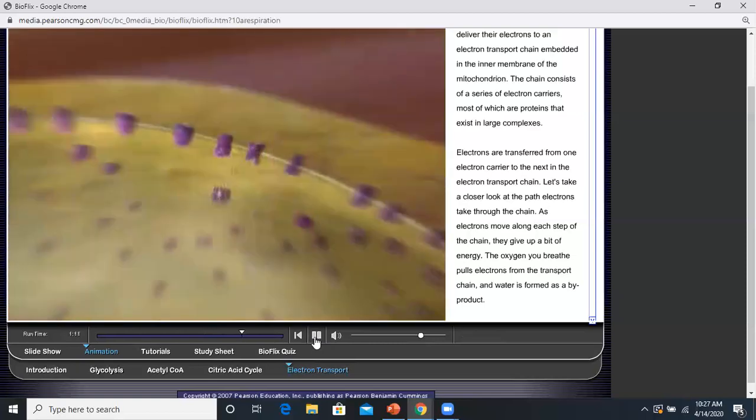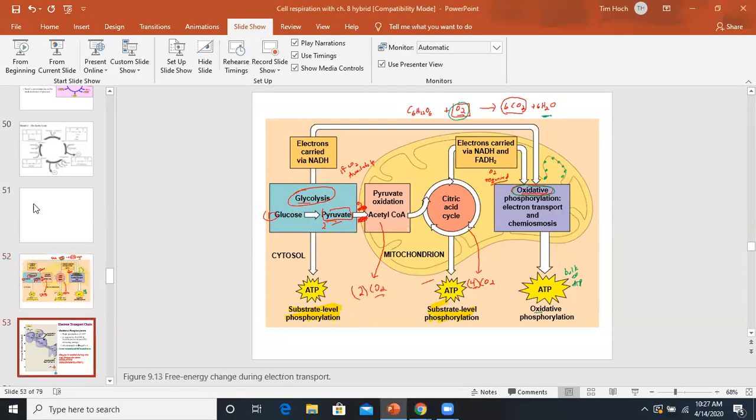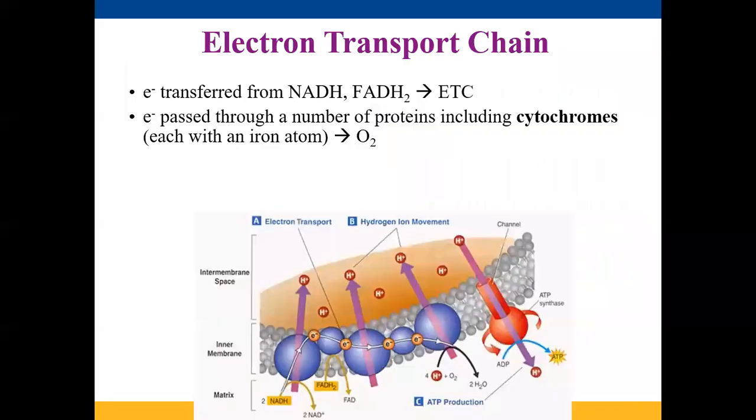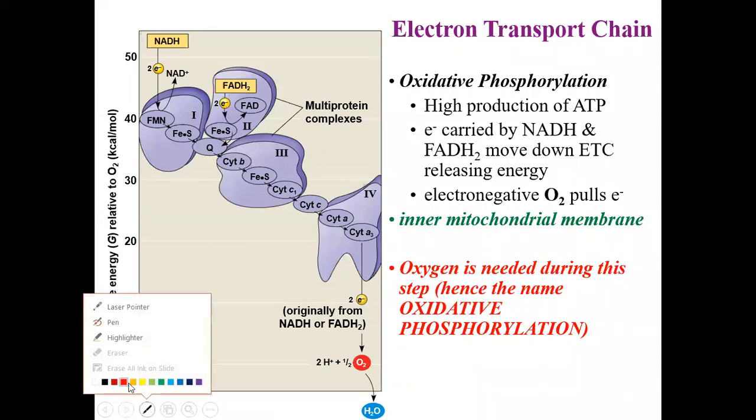So this is kind of the big payoff phase. So let's take a quick look here. This is just showing you a few things about this on your electron transport chain. So I want to take a second and just highlight this first.